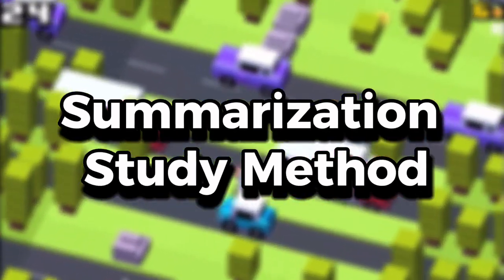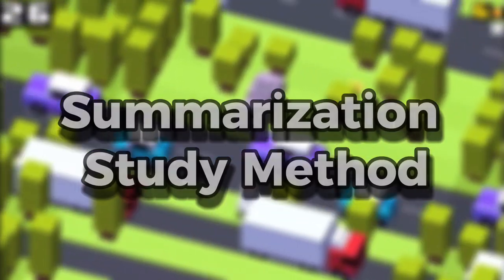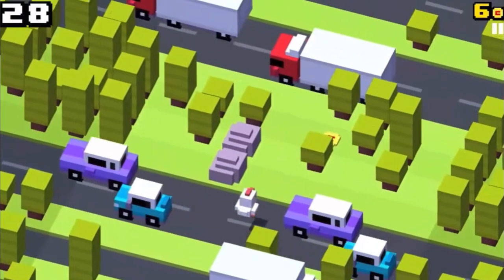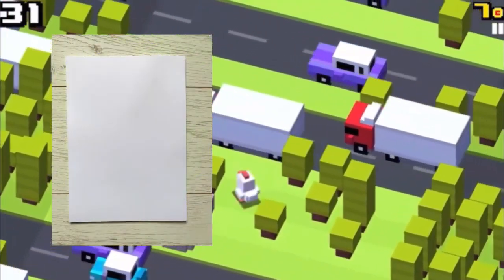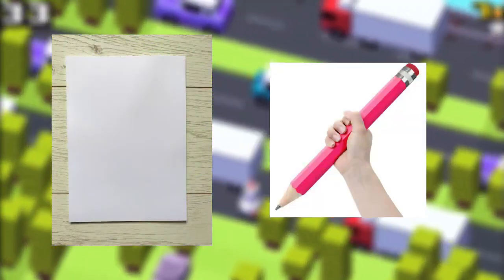Today we're going to be talking about a summarization study method that'll help you get hundreds in all of your tests in just 20 to 30 minutes. This technique is called one-pager. All you're going to need is one sheet of blank paper and a writing utensil, or if you are feeling colorful, you can totally grab multiple.